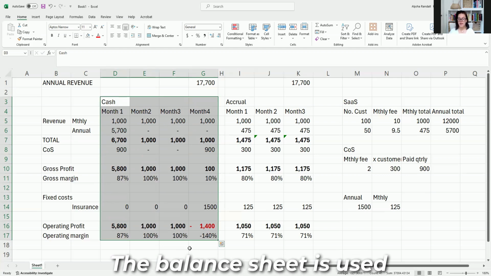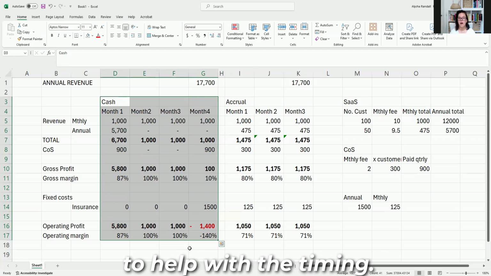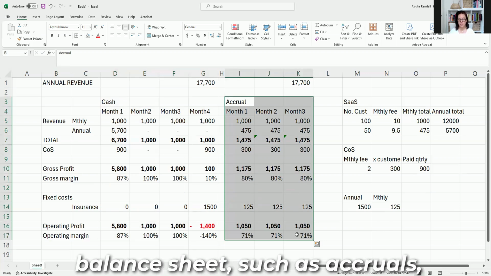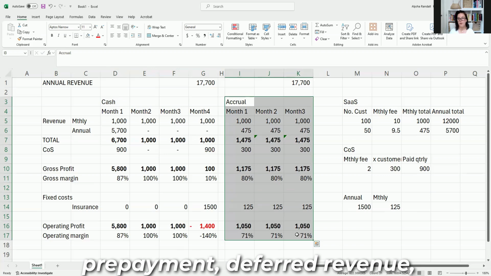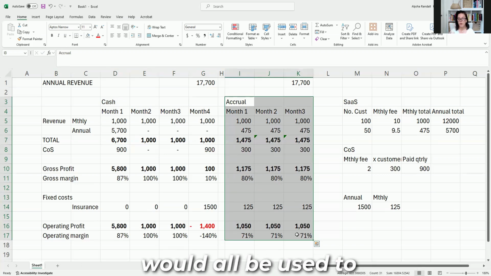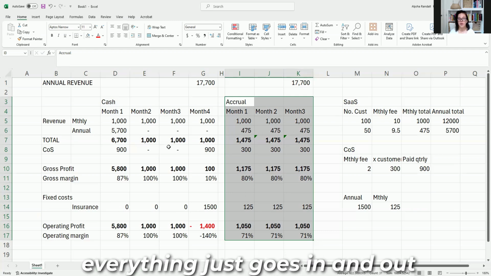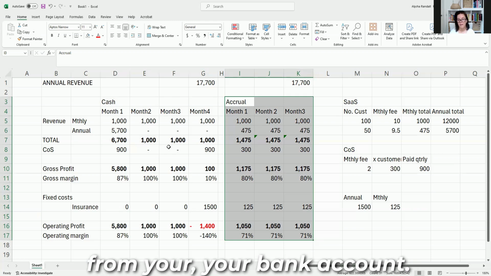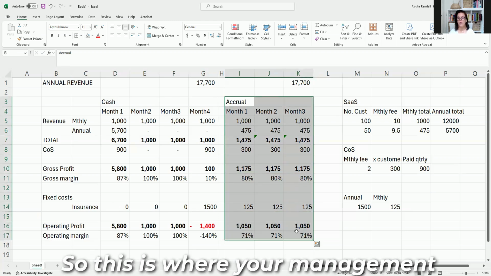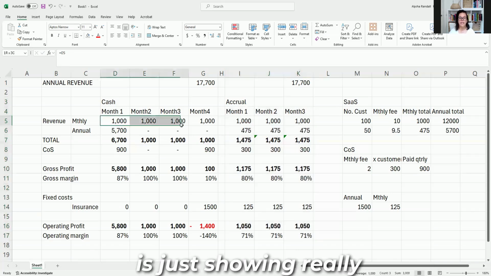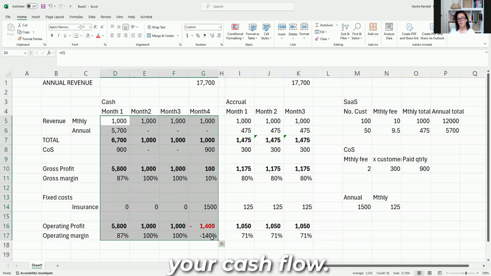The balance sheet is used to help with the timing. So when you have accrual accounting, things on your balance sheet such as accruals, prepayments, and deferred revenue would all be used to manage the timing. So the difference between these two is that here the balance sheet gets used heavily, whereas here everything just goes in and out from your bank account. So this is where your management accountant really comes into play. This, of course, is just showing really your cash flow.